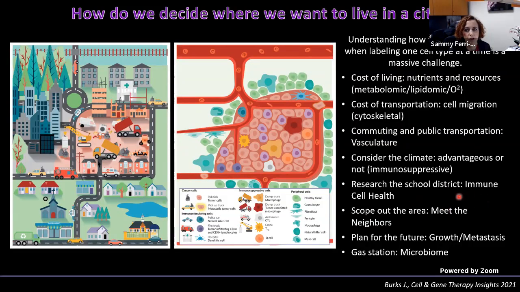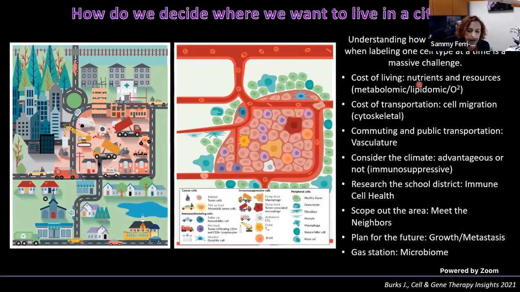And then you would for sure want to meet your neighbors and plan for the future, which in a tumor can be compared to growth and metastasis. And eventually, if you have to commute with a car, you will need gas. And so you will have to evaluate the presence of gas stations nearby, which can be compared to the microbiome.